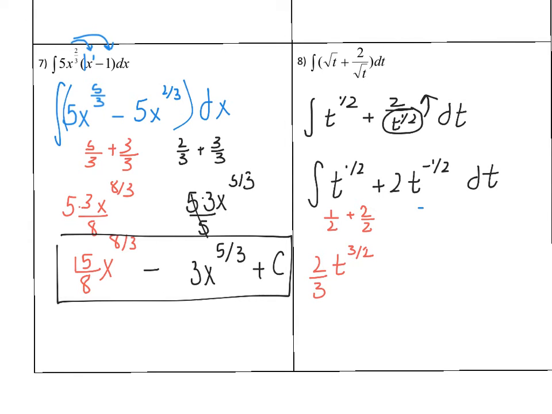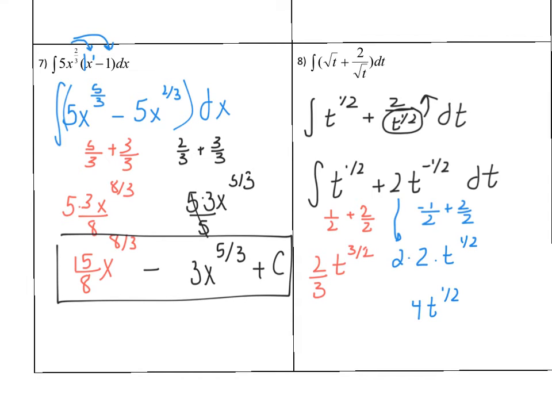Then take this negative 1/2 power, add 1 or add 2/2, and that gives us 1/2. So we'll have t to the 1/2 times the reciprocal, which is 2, times this 2 that's already there. So we get 4. So it's 4t to the 1/2.